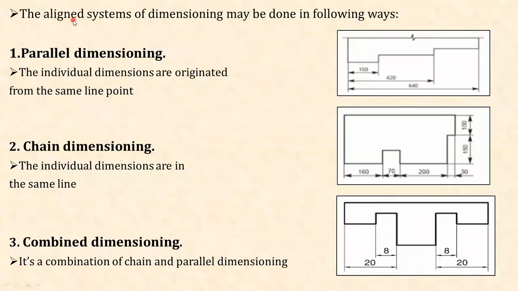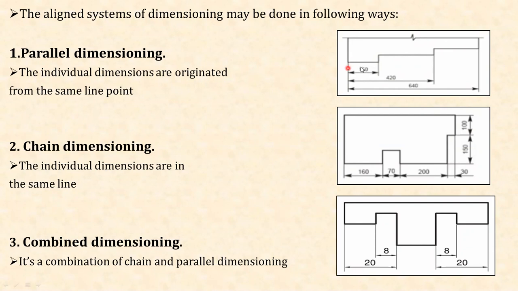Next, the types of aligned systems. There are three types. One is parallel dimensioning, the second is chain dimensioning, and the third is combined dimensioning. What is parallel dimensioning? The individual dimensions are oriented from the same point. This is the object which we need to dimension. So how can we give the dimensions? The first way is parallel dimensioning.